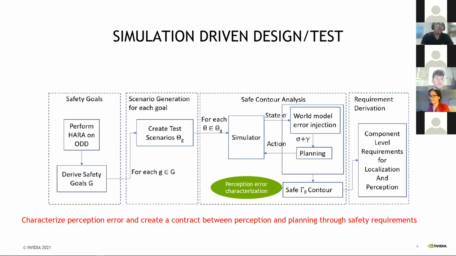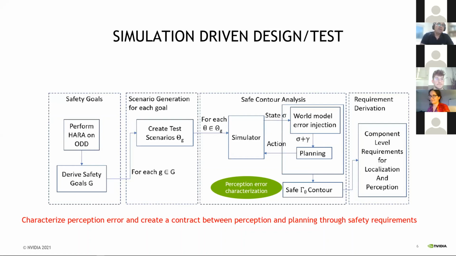This is a figure from the paper, and this is our proposal, which we are also working on. You start with a particular ODD, and then you do the HARA, like you do in safety. You derive a set of safety goals. Then you create some test scenarios, and you feed these test scenarios into the simulator. We use Drive Sim, and you can have Carla or other simulators. Then for the state, you inject a particular error and give it to the planning and see how planning behaves with this noisy world model.